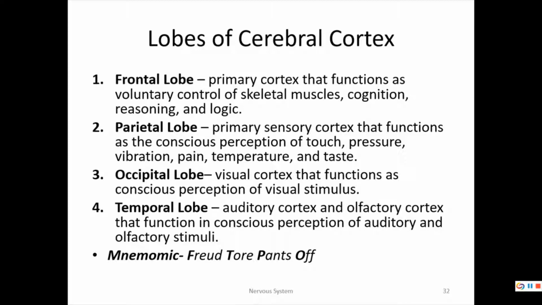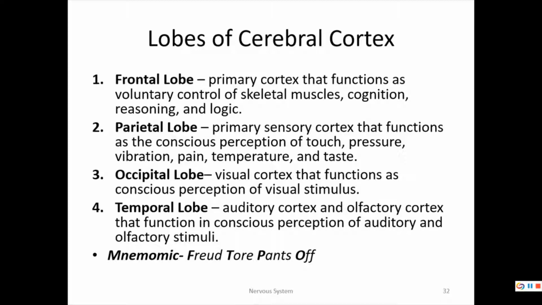So Freud tore pants off. Freud, frontal lobe; tore, temporal lobe; pants, parietal lobe; off, occipital lobe. Those are the four lobes of the cerebral cortex. Freud tore pants off. I don't know why it's so hard to say.